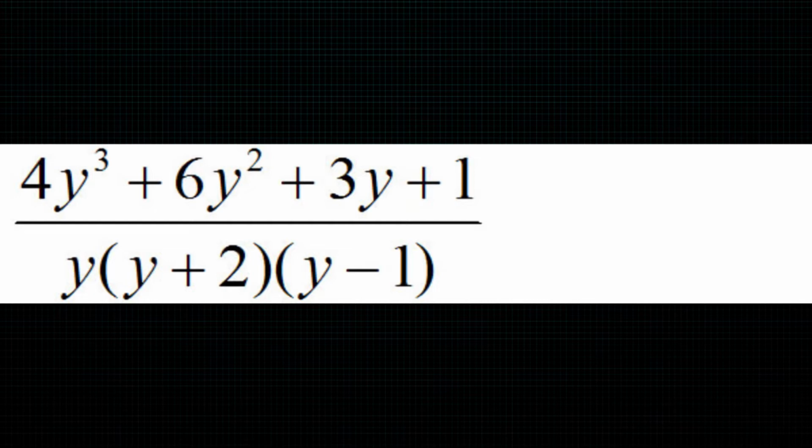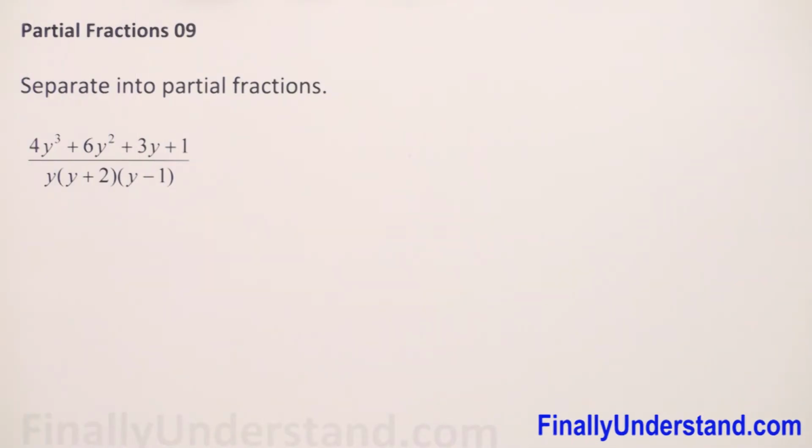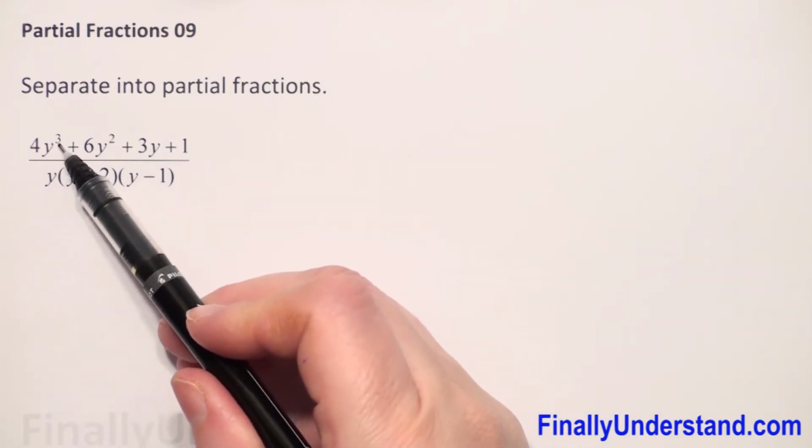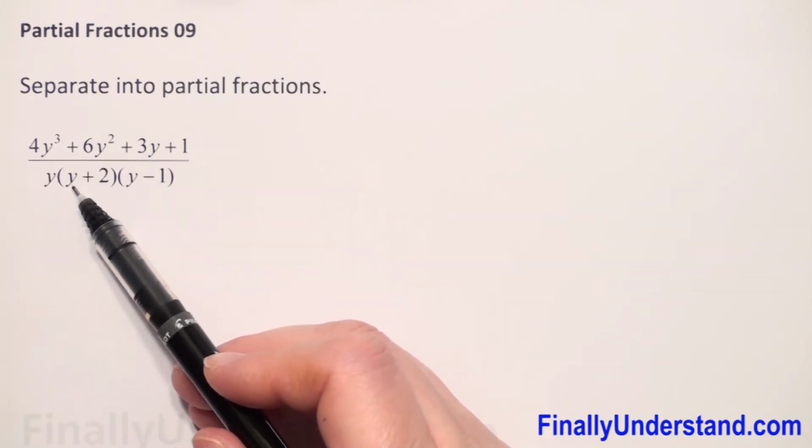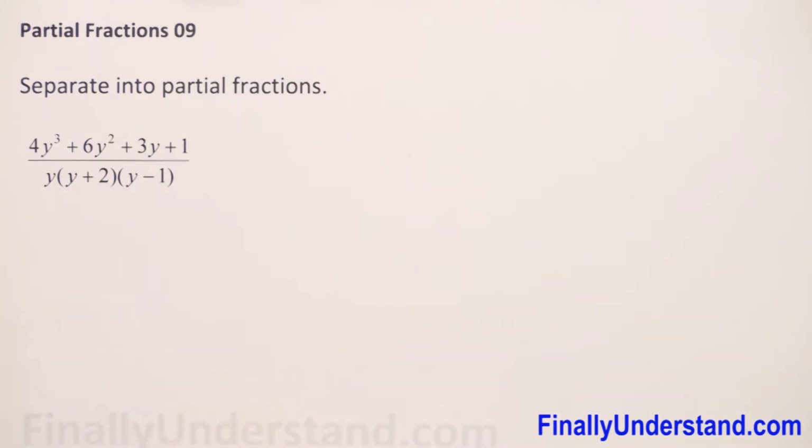We have a given rational fraction, and first we have to check the power of the numerator and denominator when we have to change our rational fraction to partial fractions. First step, we always check the power of numerator and denominator. In the numerator we have y to the third power, and in the denominator when we multiply y times y times y, it will be y to the third power also. So first we need to do long division.